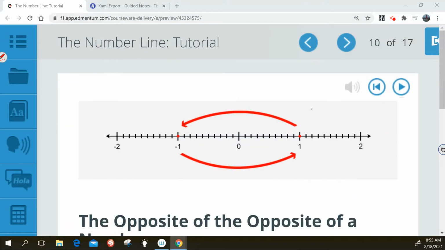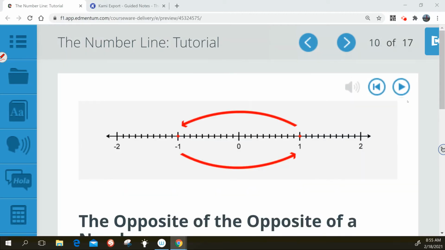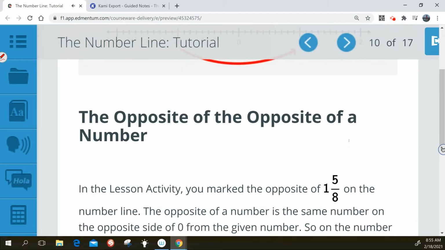Okay, so we are talking about the opposite of a number on this slide. So that's a lot of opposites. Let's listen to what it says. The opposite of a number.